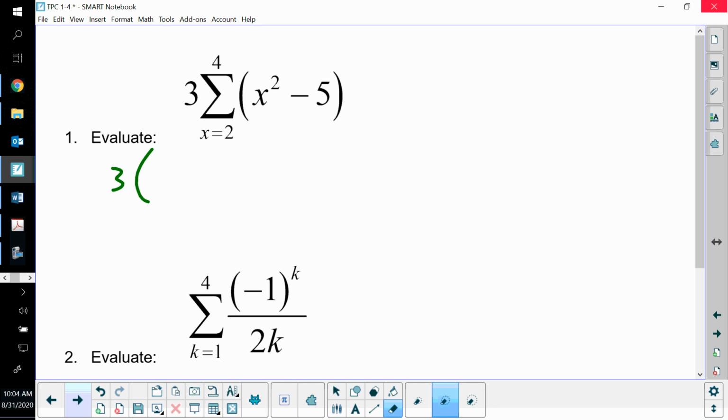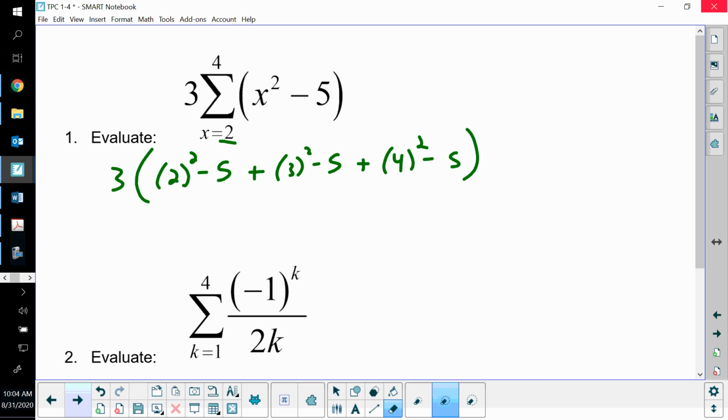So you can do 3 in parentheses. We're going to start by subbing 2 in. So we'll have 2 squared minus 5. And then plus, because of the summation, now we sub 3 in. So 3 squared minus 5. Plus, now we sub the 4 in. So 4 squared minus 5.